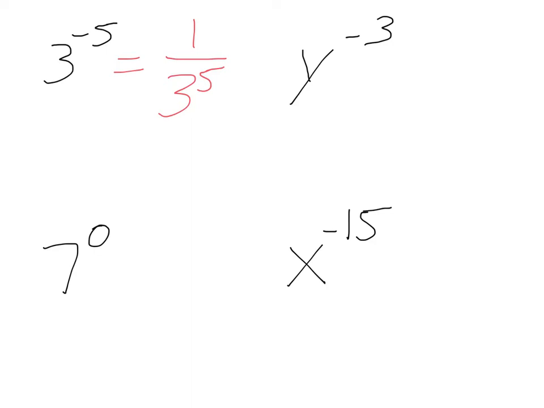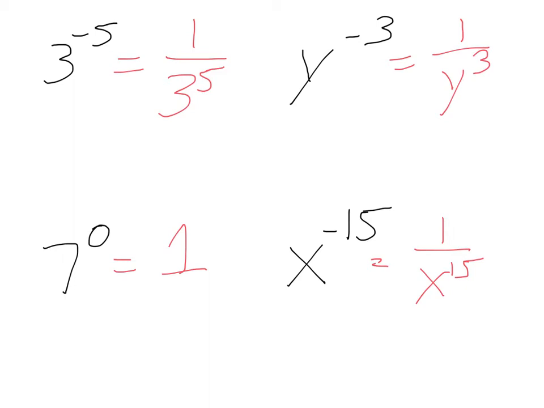What is y to the negative 3rd? 1 over y to the 3rd. What is 7 to the 0? 1. It's 1. We'll talk about that in a second. X to the negative 15th, what is that? 1 over x to the 15th.